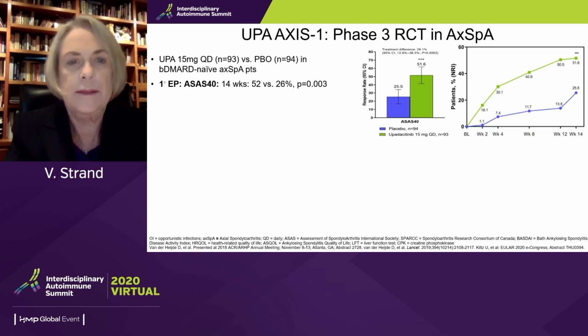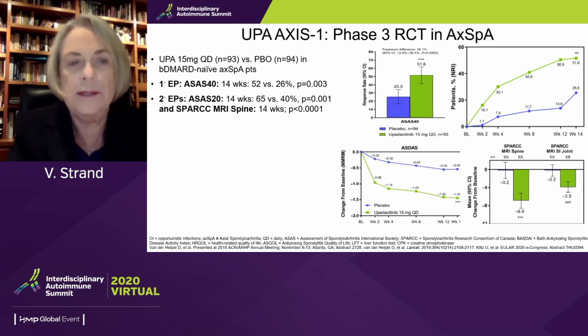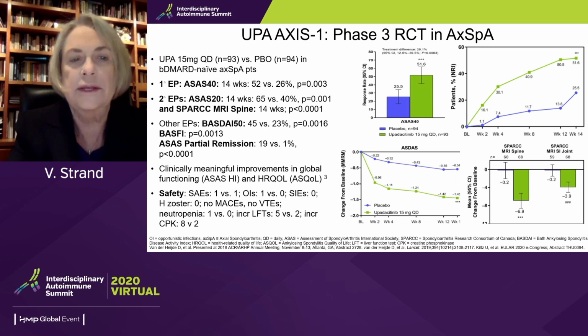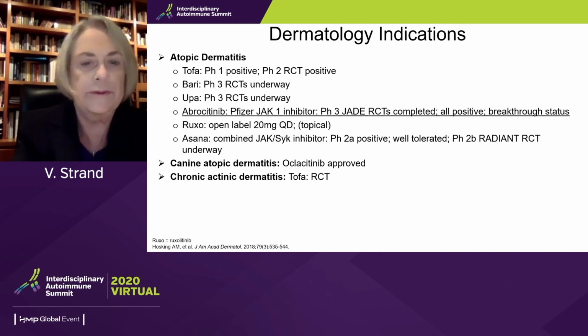And now if we look at upadacitinib axis, this trial was just published in Lancet. It had been previously presented at ACR 2019. This one used the ASAS 40, but also the ASAS 20. And the SPARCC MRI spine was also positive statistically. Other endpoints were positive, clinically meaningful improvements, and the safety profile also looking quite good. Smaller study, no MACEs and no VTEs.